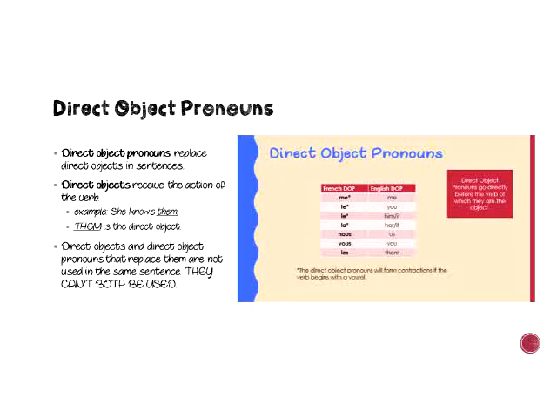So direct object pronouns. Direct object pronouns are used to replace the direct object in a sentence. The direct object in a sentence is the word that receives the action of the verb. So for example, in English, she knows them. Them is the direct object. Direct objects and the direct object pronouns can never be used in the sentence together. You're only going to use one or the other.